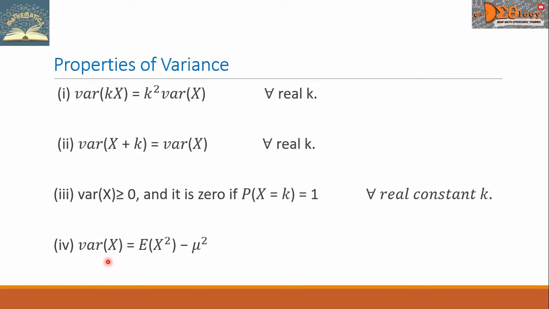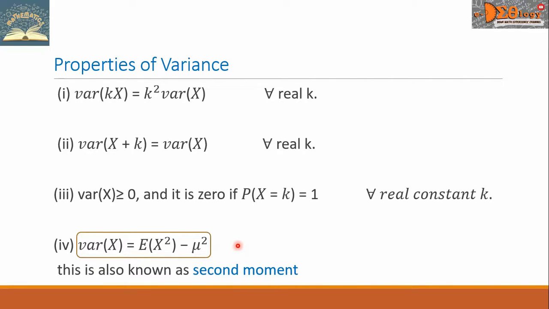Fourth, the variance of X equals the E of X squared minus mu squared. Remember this formula. This is the formula that we're going to use later in the next video to solve for the variance. This formula is also known as the second moment, where X is the random variable.